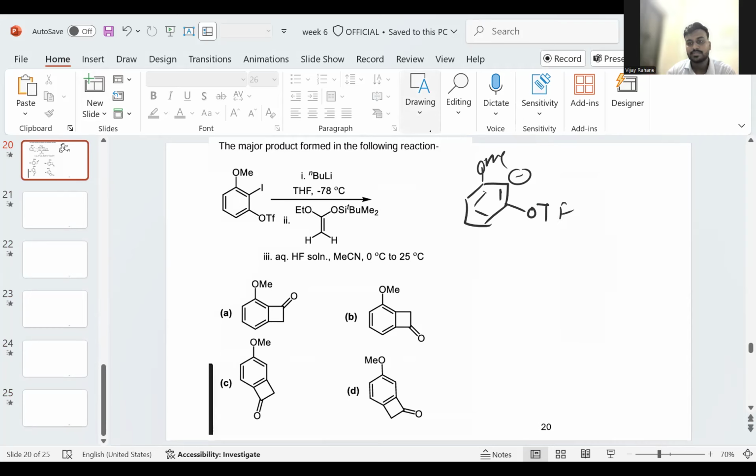So once this OTf leaves, this again forms a benzyne at this position, and now we have such a compound. So it is basically the protected enolate. I just draw the structure, O T, and this O Si, and this R. I just write this R.